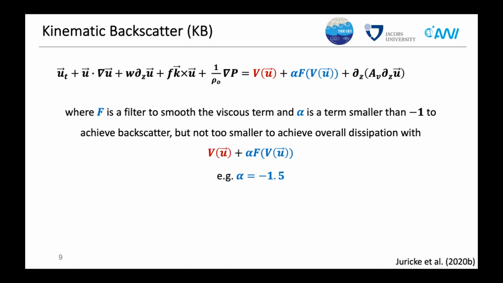And there, again, we have different parametrizations for this. We've developed something that we call kinematic backscatter, which is just a combination of a viscous closure plus alpha times the viscous closure filtered. And this alpha now is negative, so it's an anti-viscosity. And the filter, that F in this equation, just takes care that we re-inject the energy on larger scales. Filtering makes the scales larger, so we re-inject on larger scales.